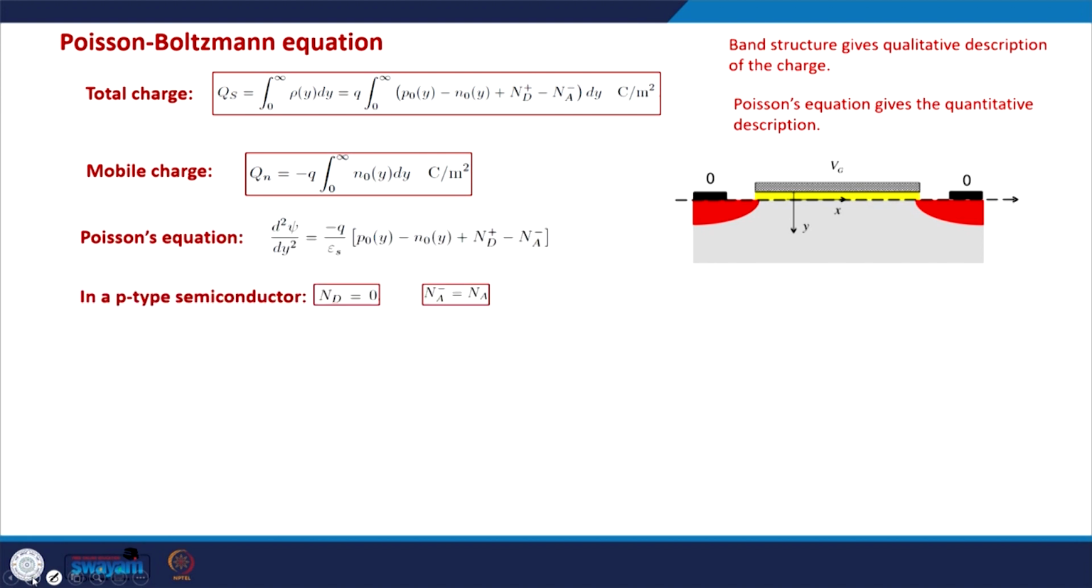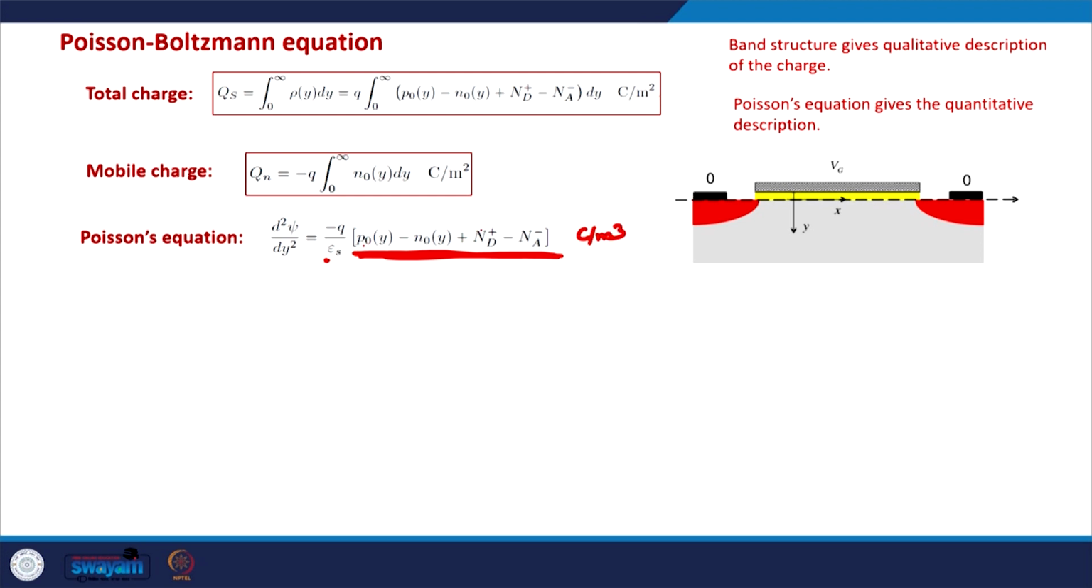So, we apply the Poisson equation. The Poisson equation says that d squared psi by dy squared is equal to minus q by epsilon s times the, or minus charge density divided by epsilon s, and the charge density is actually this. This charge density q times p naught is in coulomb per meter cube. So this quantity in this circle is in coulomb per meter cube.